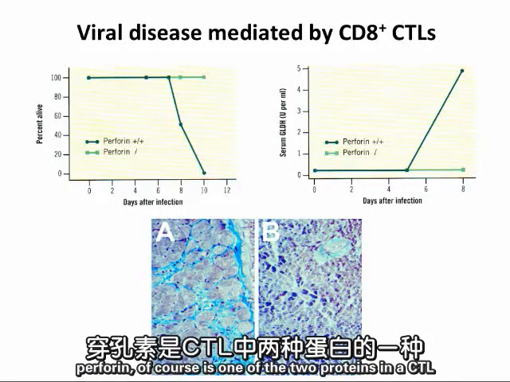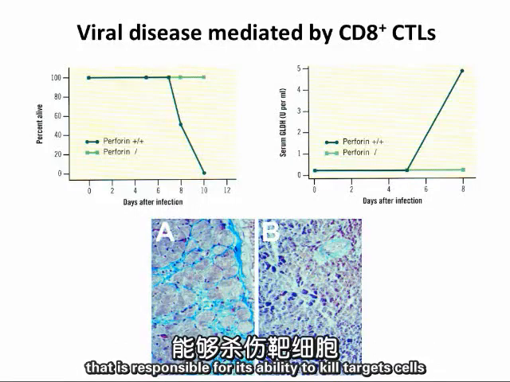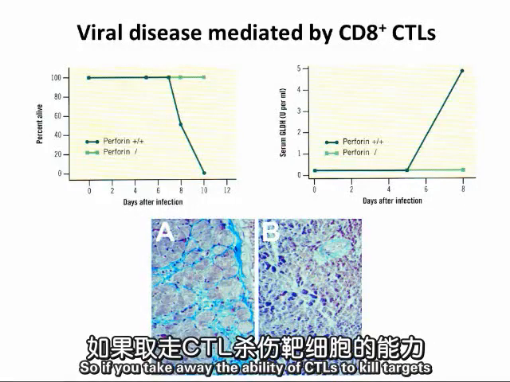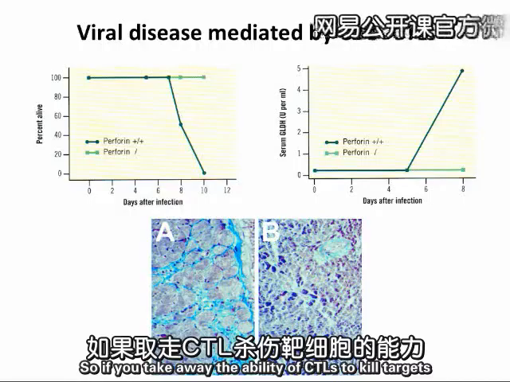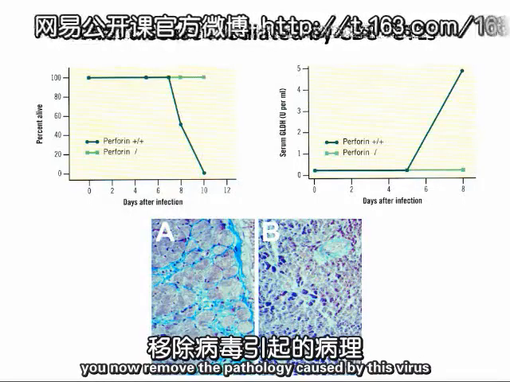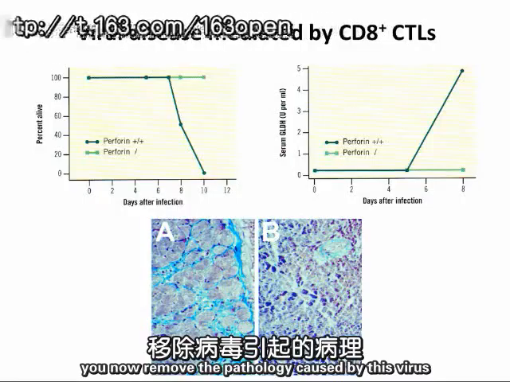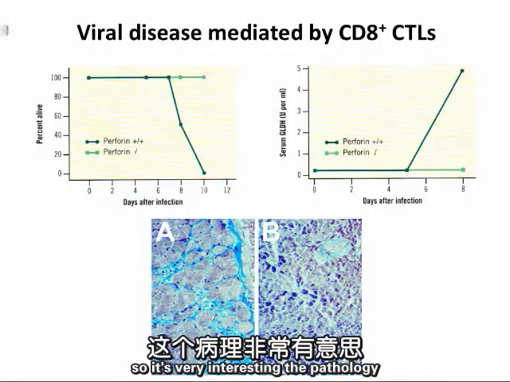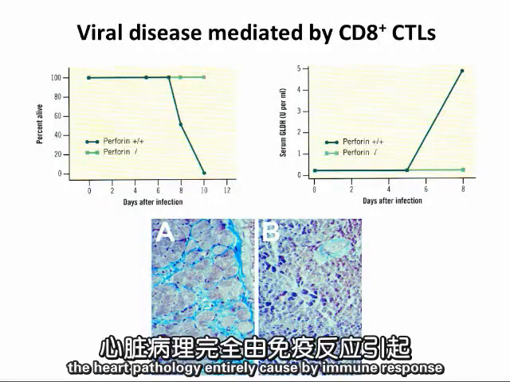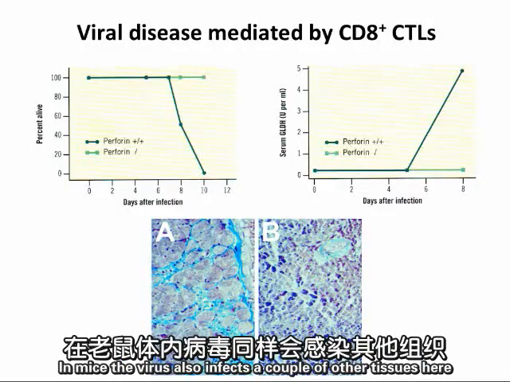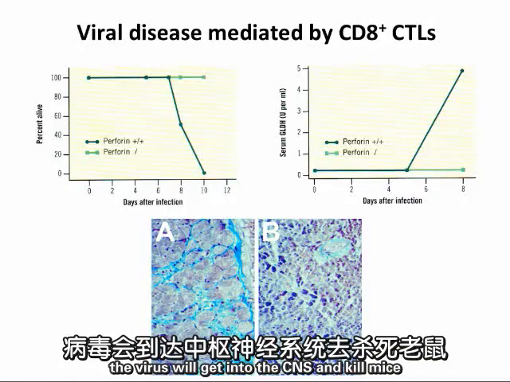Perforin, of course, is one of the two proteins in a CTL that is responsible for its ability to kill target cells. So if you take away the ability of CTLs to kill targets, you now remove the pathology caused by this virus. So it's very interesting. The heart pathology is entirely caused by the immune response. In mice, the virus also infects a couple of other tissues. Here's the virus will get into the CNS and kill mice.